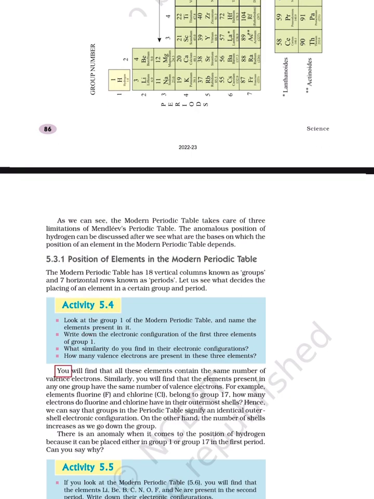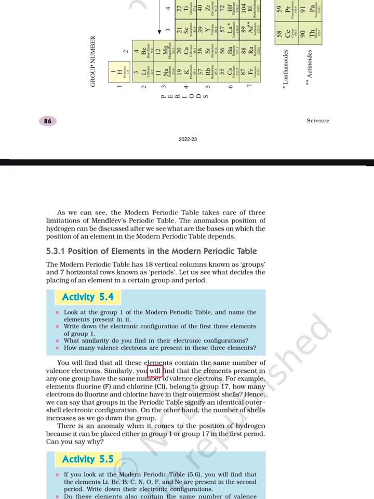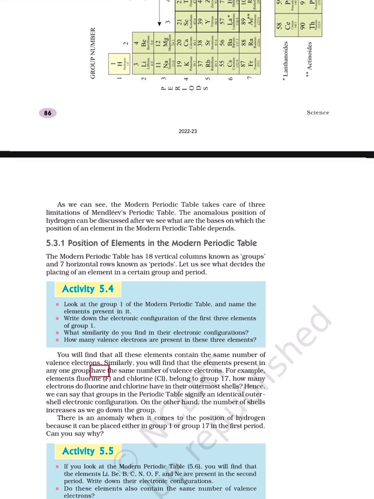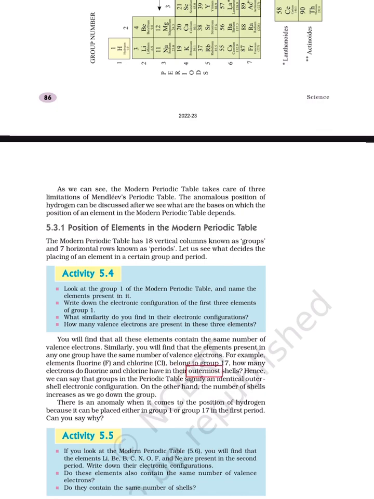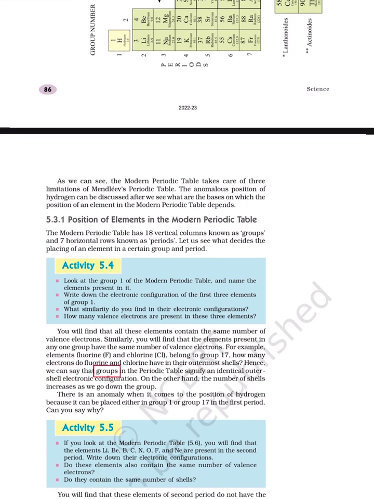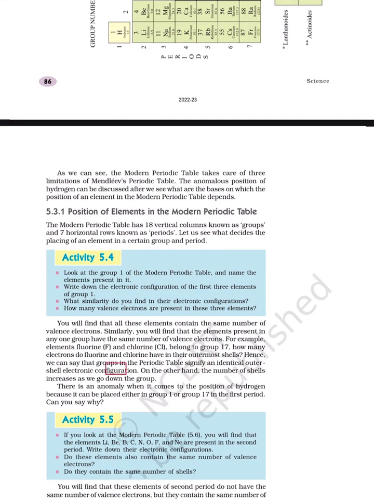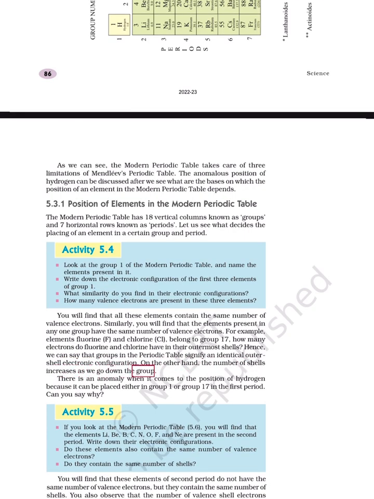Activity 5.4. You will find that all these elements contain the same number of valence electrons. Similarly, you will find that the elements present in any one group have the same number of valence electrons. For example, elements fluorine, F, and chlorine, Cl, belong to group 17. How many electrons do fluorine and chlorine have in their outermost shells? Hence, we can say that groups in the periodic table signify an identical outer shell electronic configuration. On the other hand, the number of shells increases as we go down the group.